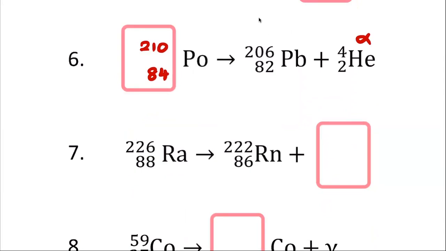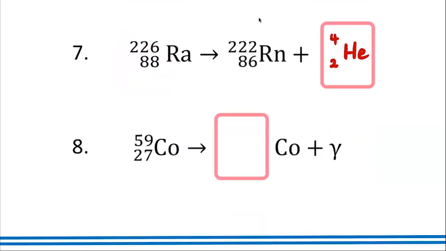Radium decays to become radon and releases what particle? Alpha particle, yeah. Alpha particle, so it is referring to helium 4 2. Okay, helium 4 2.